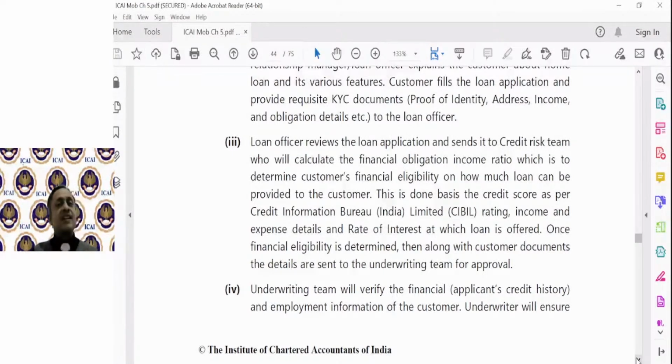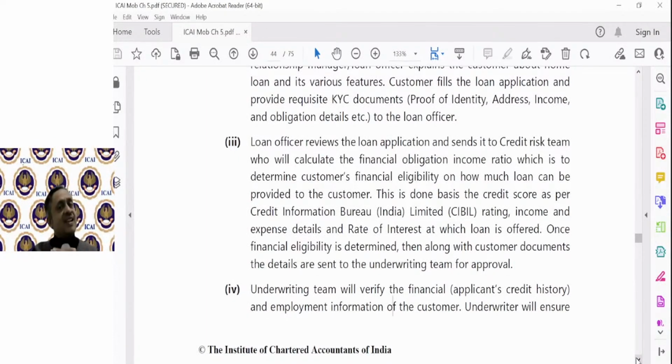In fact, all of us are getting WhatsApp messages and emails: please check your CIBIL score. CIBIL is basically an agency, Credit Information Bureau of India Limited, that generates a credit rating of all the individuals. That credit rating is basically an indicator of the financial stability of the person, the capability of the person, and whether the person has an existing loan that is to be repaid. So that is what this credit indicator is. Once financial eligibility is determined, then along with the customer documents, the details are sent to the underwriting team for approval.